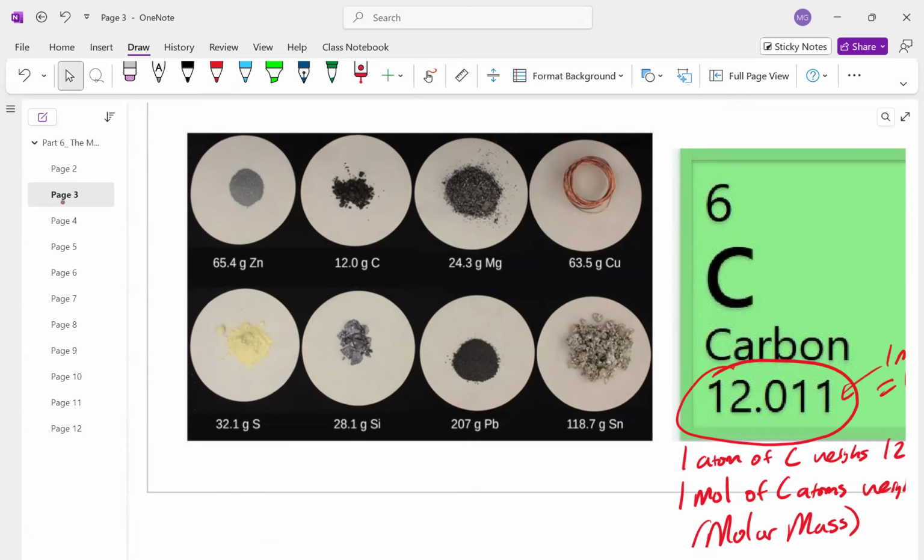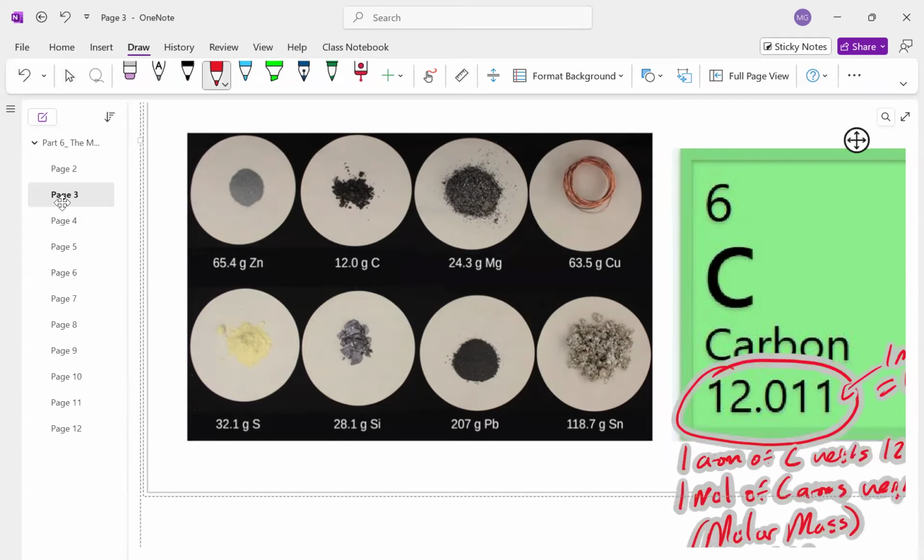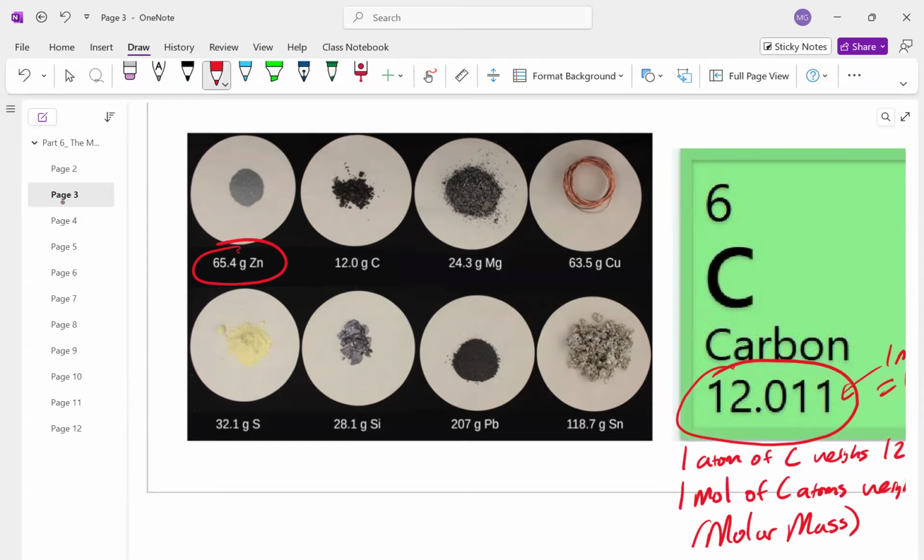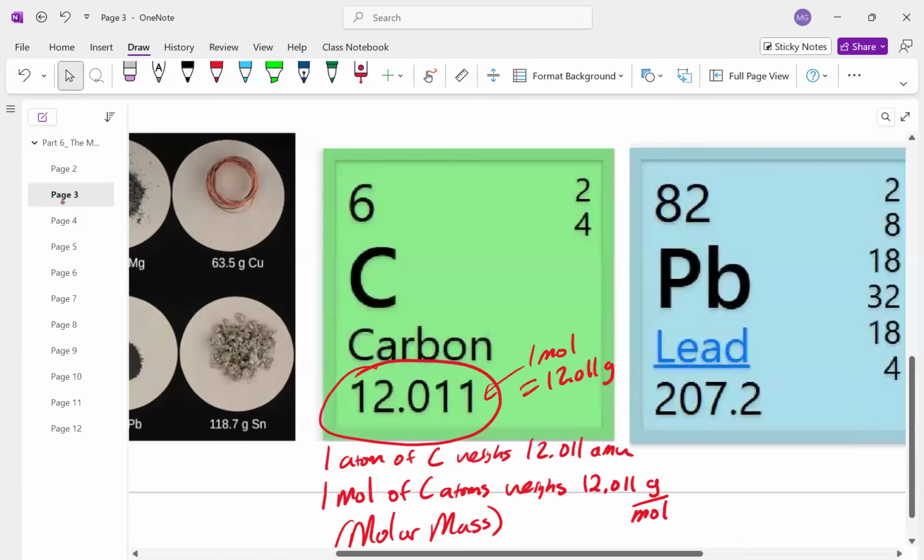Notice something important here. Does 1 mole of a substance equal the same mass of other substances? No, because if we look at zinc, 1 mole of zinc is 65.4 grams, but 1 mole of carbon weighs only 12 grams. So equal number of moles does not necessarily mean equal mass. It depends on the molar mass of the element or the molar mass of the compound. We'll get into that in a little bit.